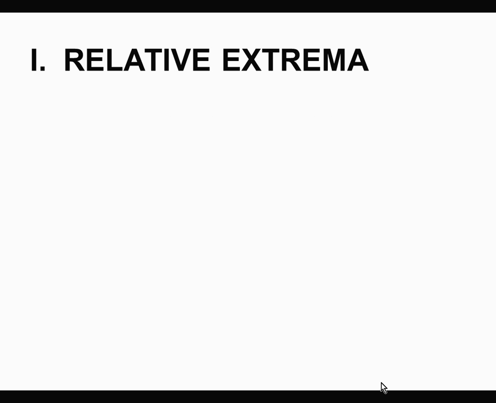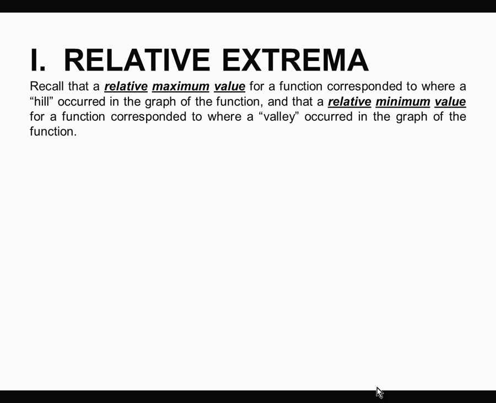This is section 2.6, optimization. Relative extrema. We've actually talked about this earlier. So recall that a relative maximum value for a function corresponded to where a hill occurred in the graph of the function, and that a relative minimum value for a function corresponded to where a valley occurred in the graph of the function. So we're back to looking at hills and valleys.